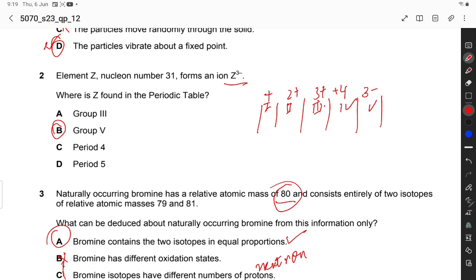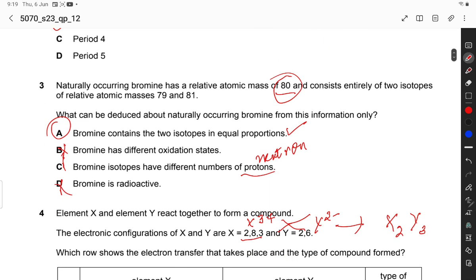Group 5 elements tend to gain electrons, because in group 5 there are 5 electrons in the valence shell, so these elements need to gain 3 more electrons to complete the valence shell. That's why it is present in group 5. B option is correct.